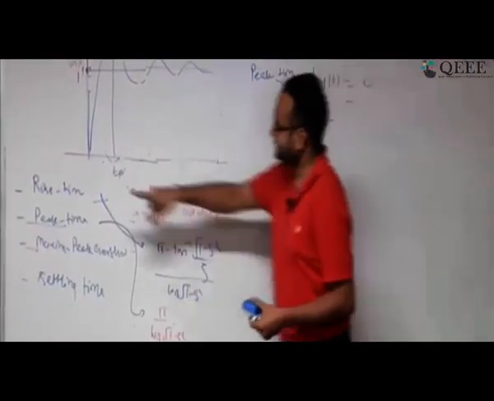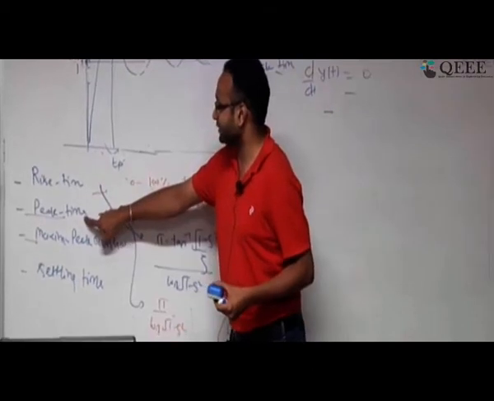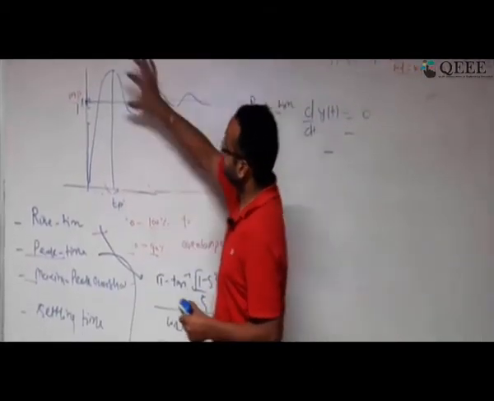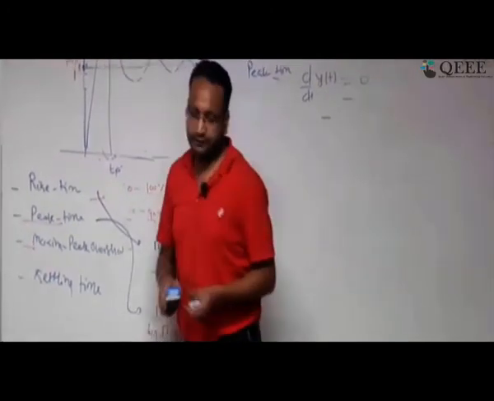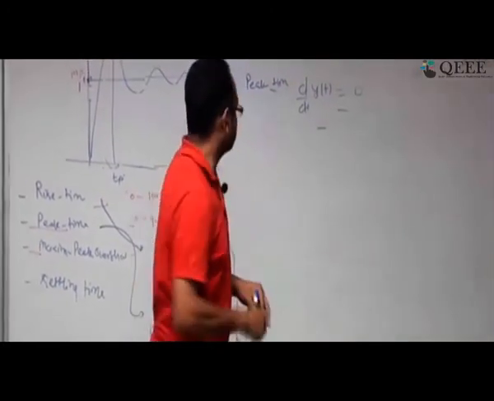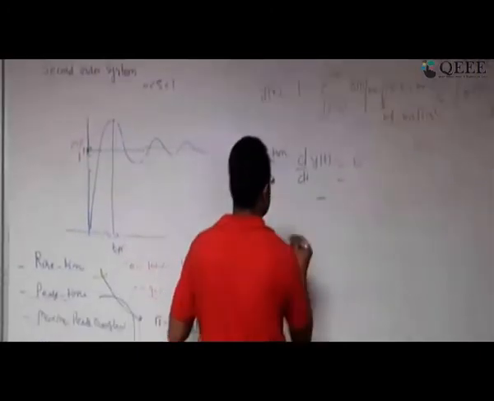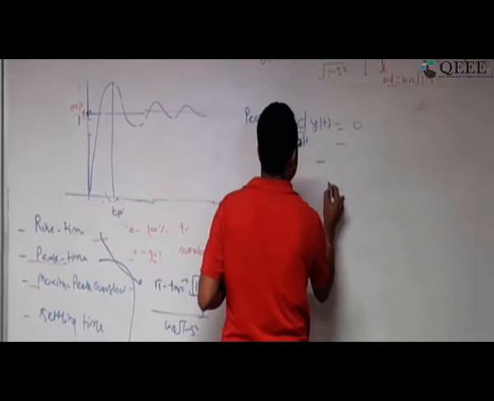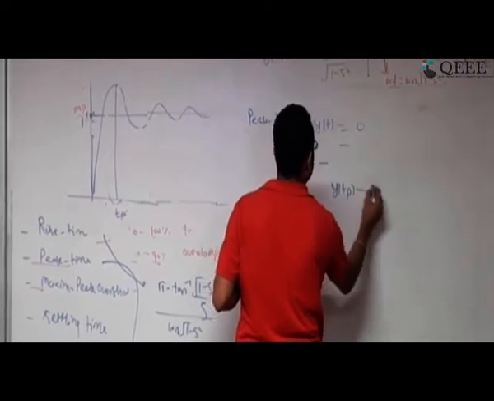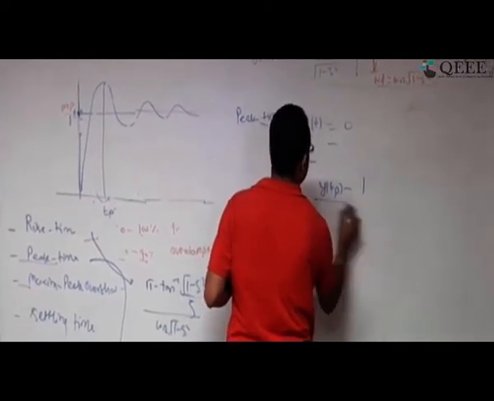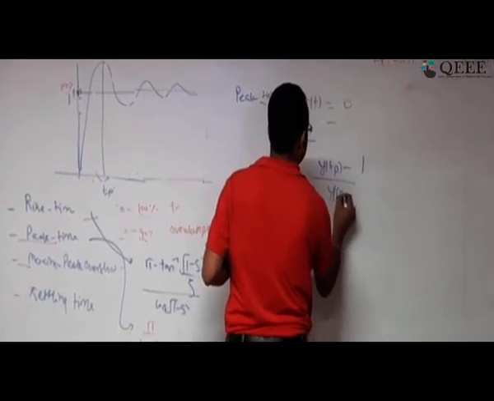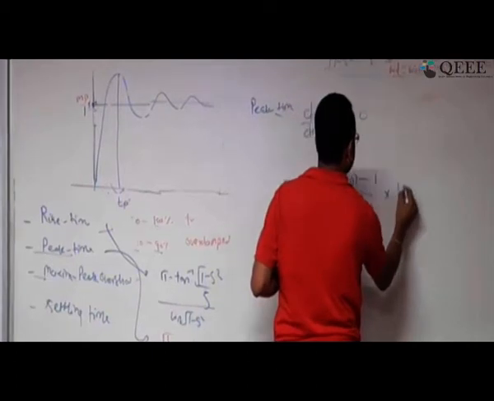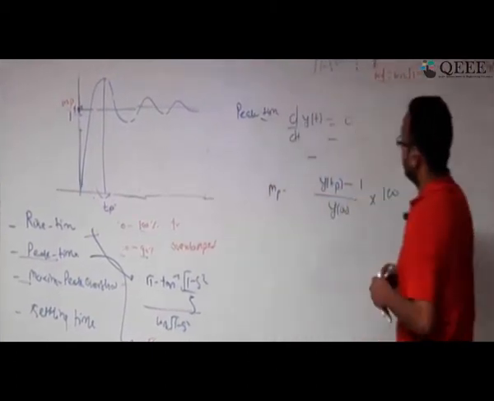Rise time is clear. Peak time we got quantitatively. Now the maximum peak overshoot. The maximum peak overshoot is this quantity, and the way it has been defined is this relation. Peak overshoot MP is defined as y of Tp minus y of infinity, divided by y of infinity, into 100%. Correct? What does this mean?